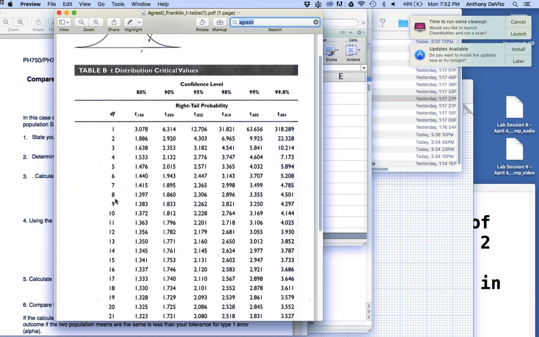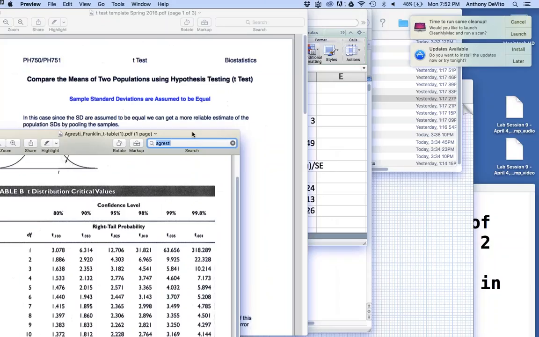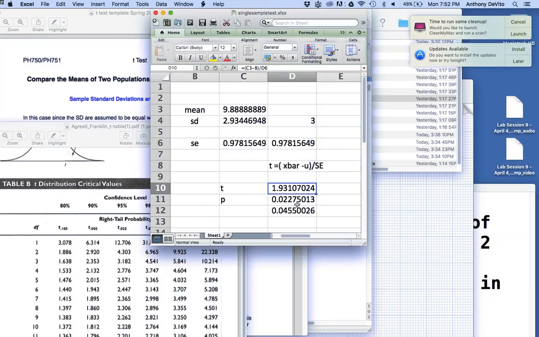So for 8 degrees of freedom, my t-value has to exceed 2.3 to reject my null hypothesis. Did my t-value exceed 2.3? No, it didn't, right? It was only 1.93. Can I reject my null hypothesis? No, you can't, right? Because the alpha error is going to be greater than 0.05.